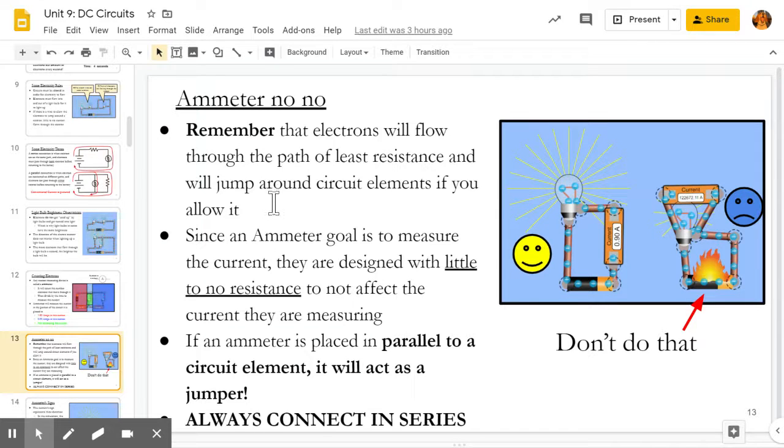So some big ammeter no-nos: in order for us to measure the current, we need to make sure the current goes through it. Electrons will flow through the path of least resistance and will jump around circuit elements if you allow it. Since the goal of the ammeter is to measure the current, they are designed to have no resistance because they don't want to affect the current that they are measuring. So if you ever place an ammeter in parallel to a circuit element, it will act as a jumper, a path of least resistance.